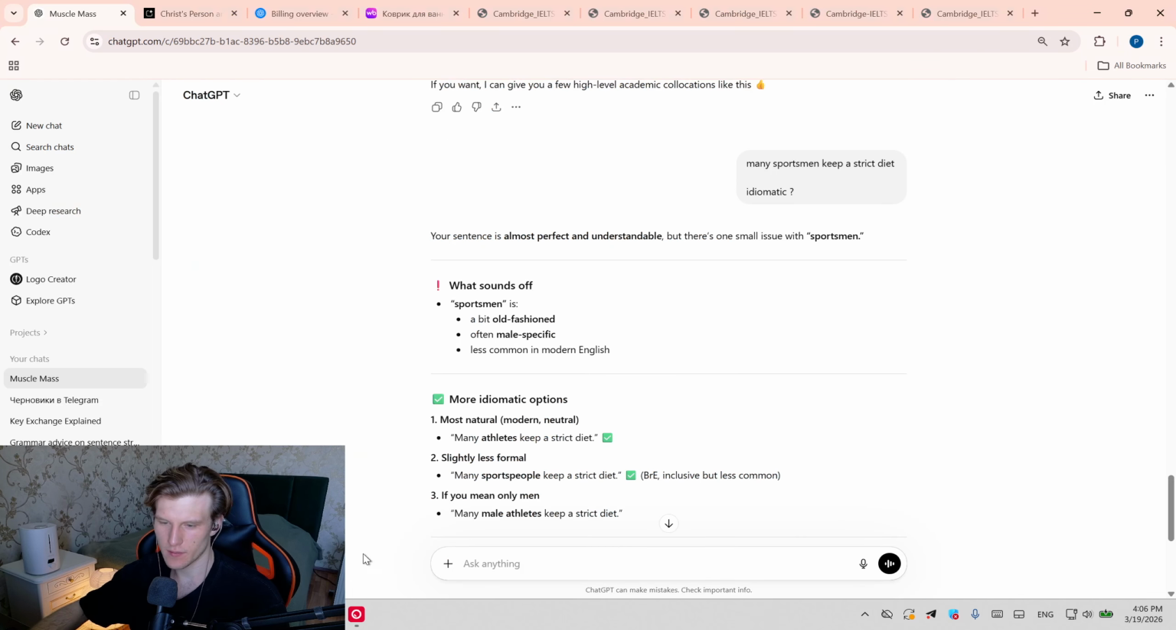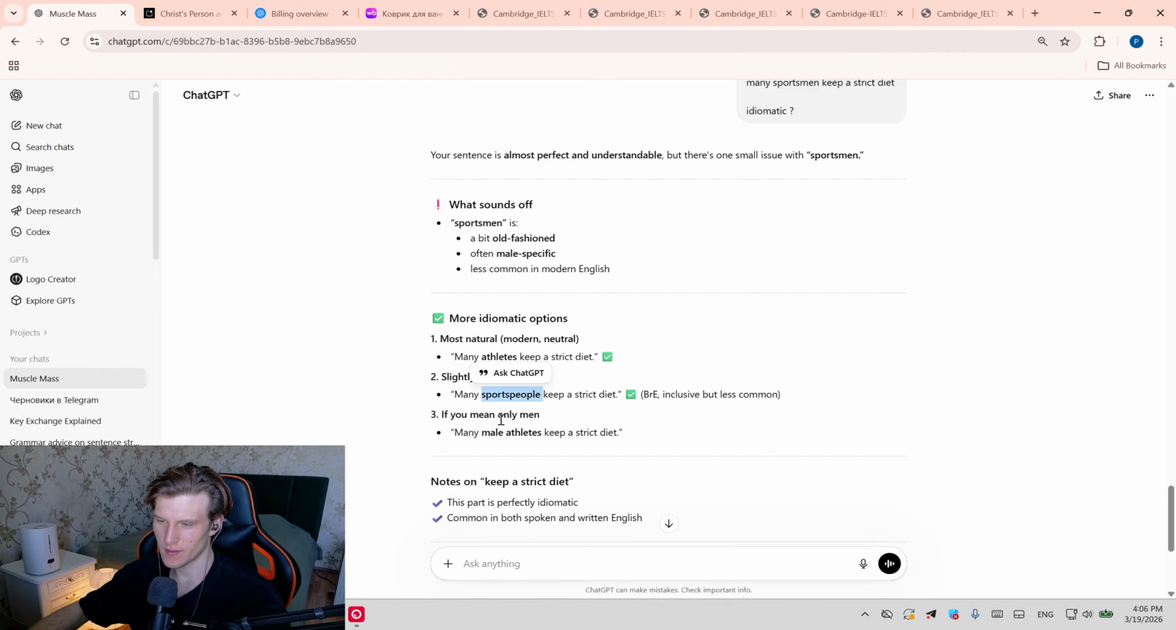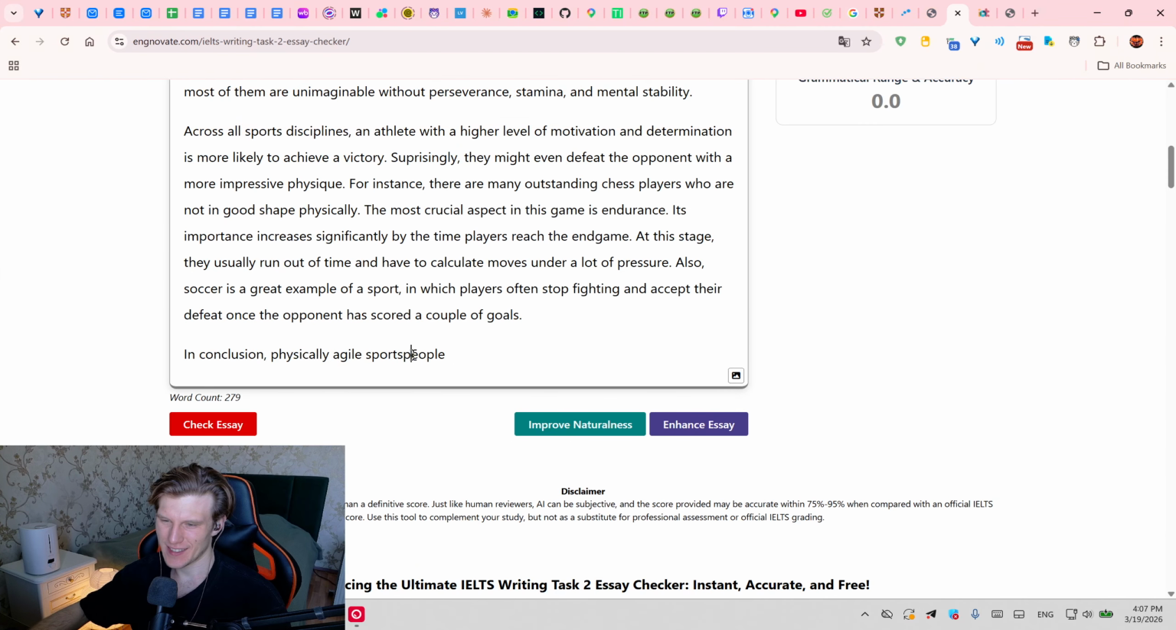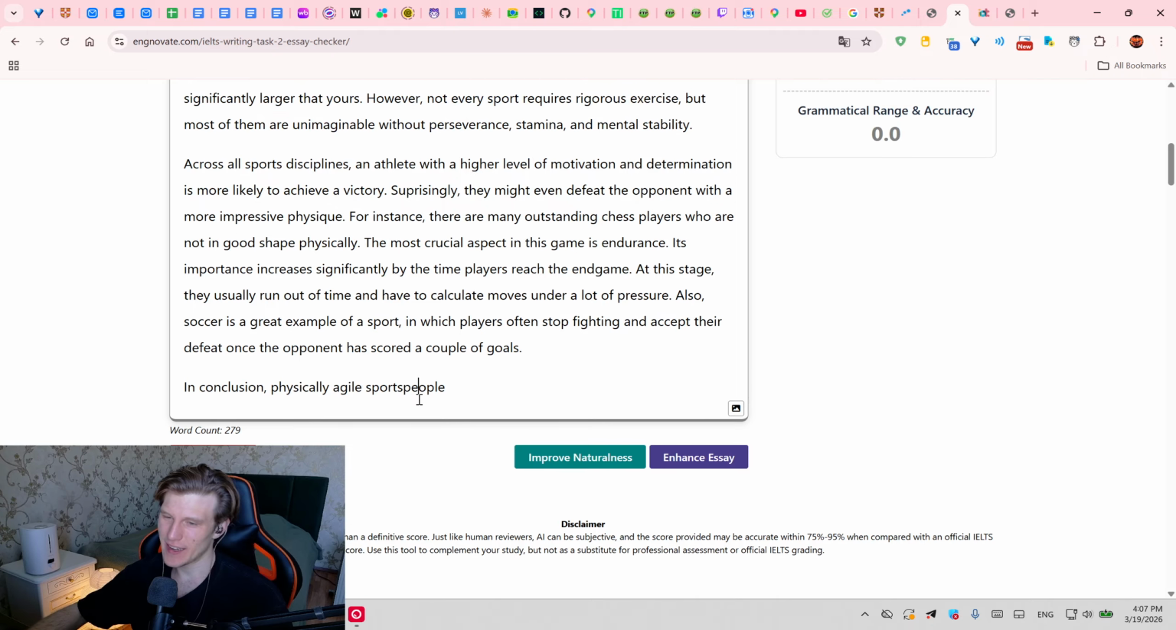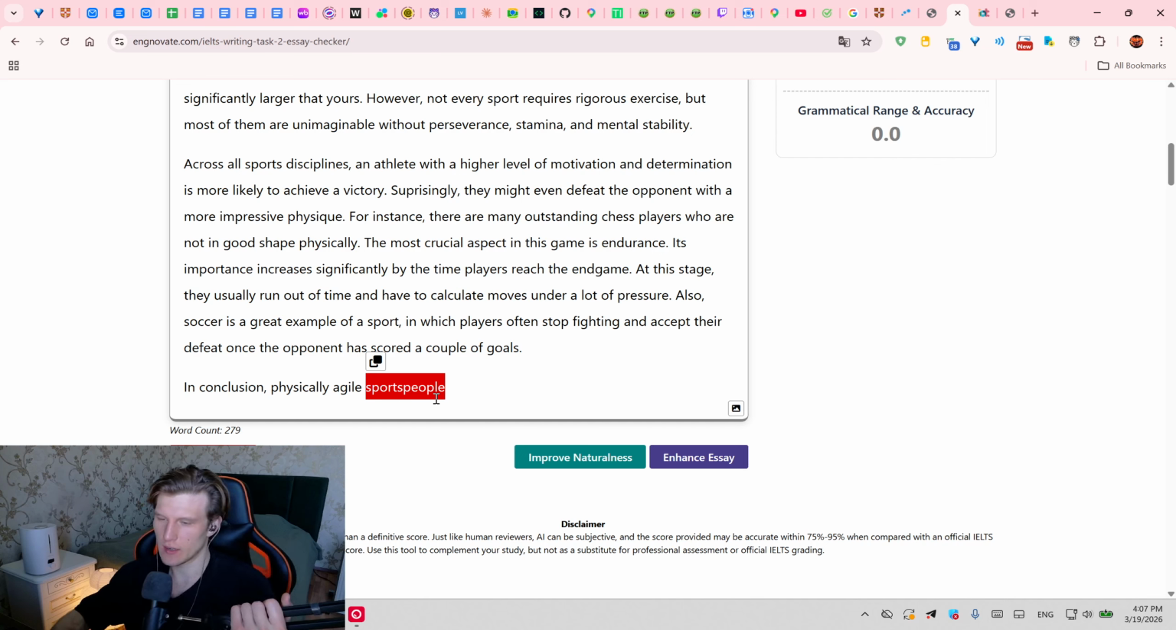Sports people, right? Oh yeah, sports people just sounds weird. Like, I don't like it. And it sounds slightly British. And I'm using the American spelling, the American dialect, and that is why I need to be consistent. If something sounds too British, I don't use it. But if you like British English, if you use the British dialect, you might use it. But I won't.